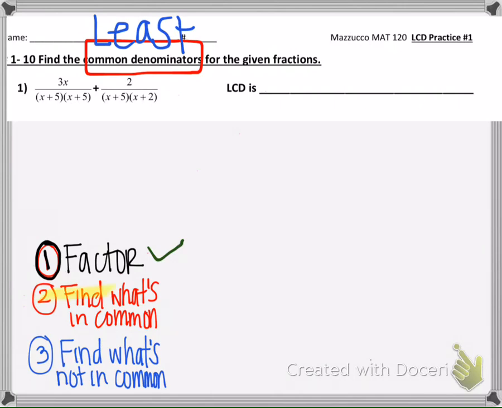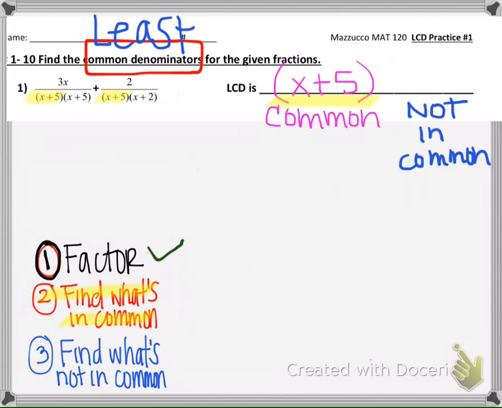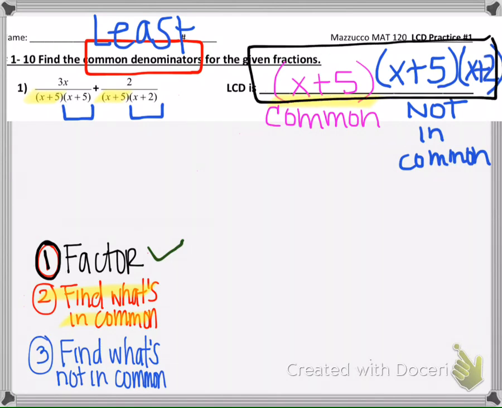Step 2 is to find out what's in common. So I see an x plus 5 here and an x plus 5 here. So we need x plus 5. This is what's in common. Now let's talk about what's not in common. Here we have an x plus 5, and here we have an x plus 2. And this would be our common denominator.